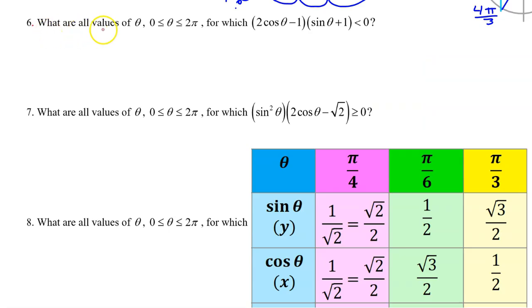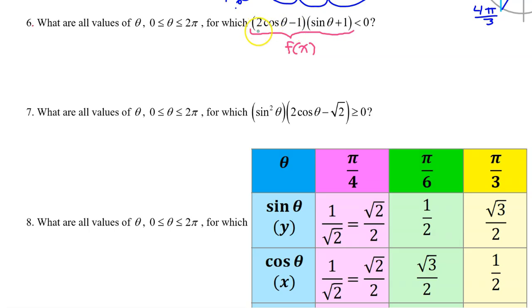Number 6. What are all values of theta on the interval from 0 to 2 pi for which 2 cosine theta minus 1 times sine theta plus 1 is less than 0? When we have a more complex trig expression like this one, we use a sign chart.